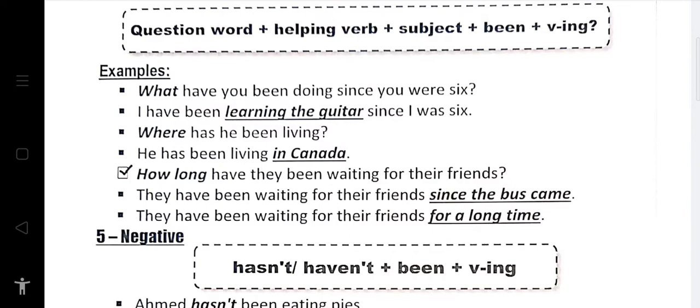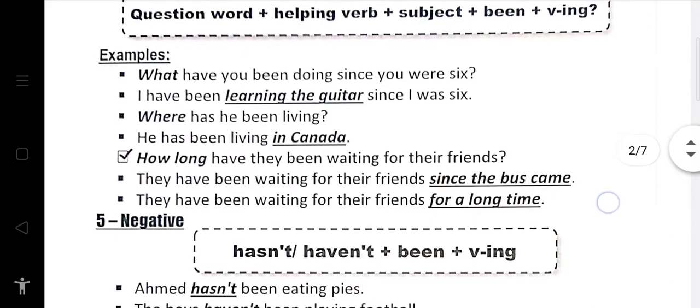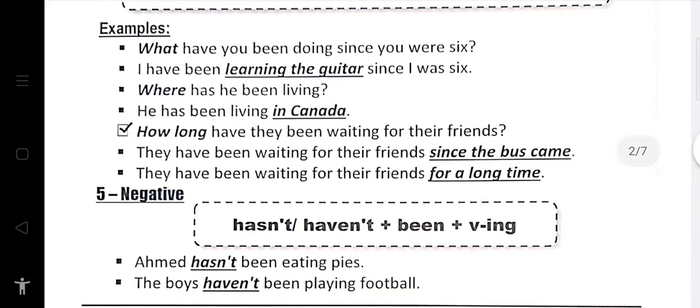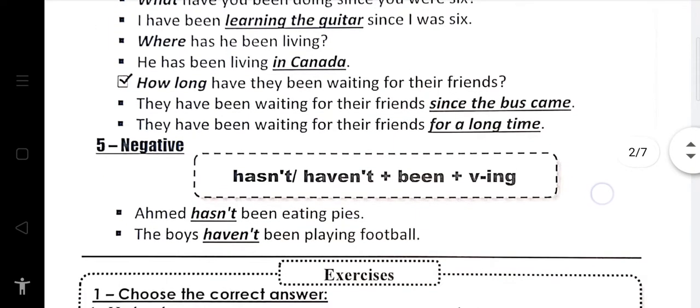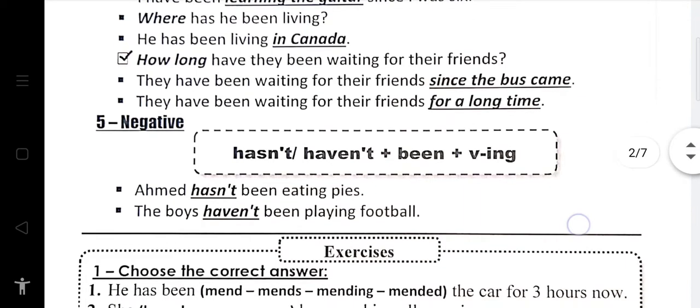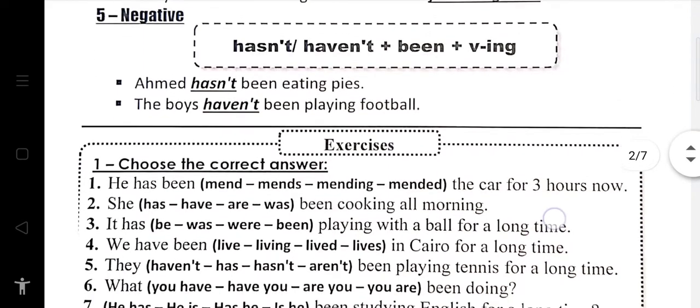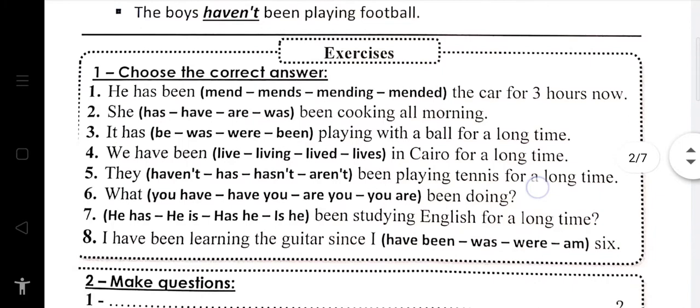What about the negative form? If we wanted to get the negative form of this tense, we have to put not after have or has, to be haven't and hasn't. Examples: Ahmed hasn't been eating pies. The boys haven't been playing football. With this, we finish the tense. Let's have some exercises for this tense.